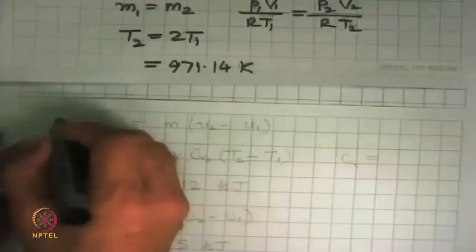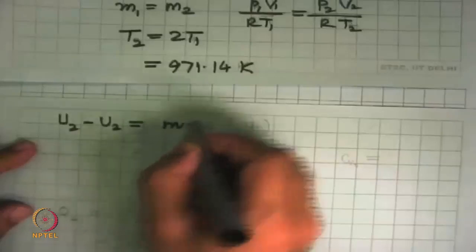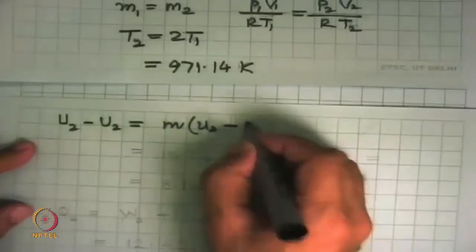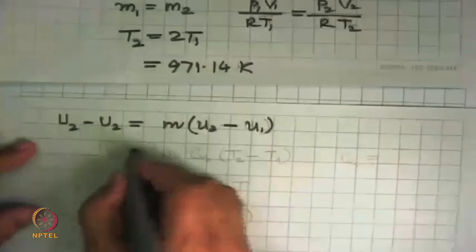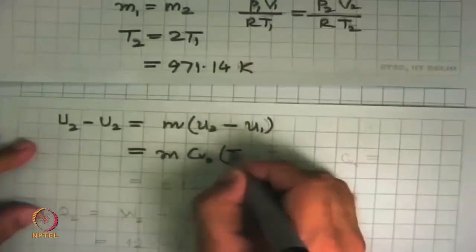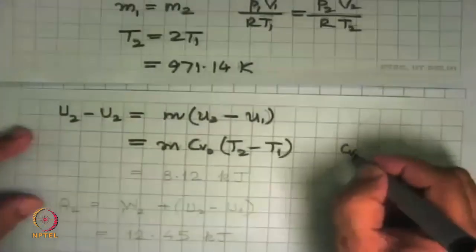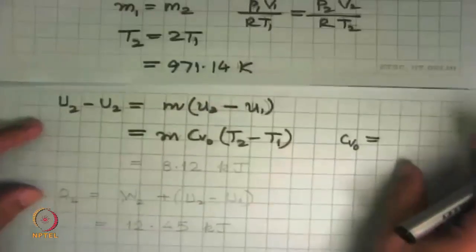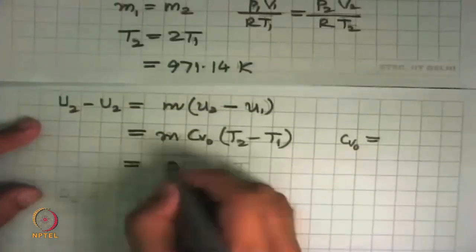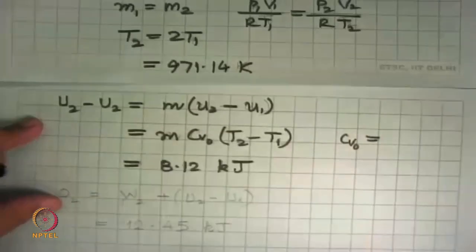Okay, so we got T1, we got T2, and what we now need is U2 minus U1. The formula for this is the same as what we had earlier. This is m(u2 minus u1), and this is equal to m Cv0 (T2 minus T1). The Cv0 value will come from the property tables, and if we do the calculation and substitution, this is 8.12 kilojoules.